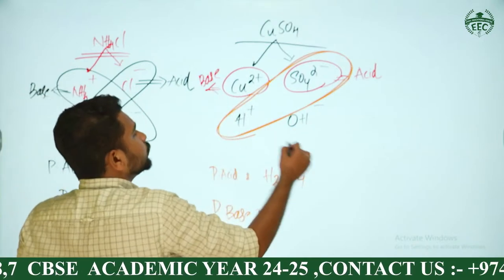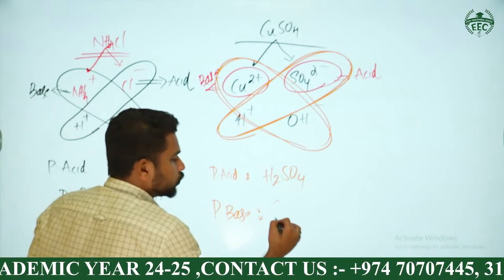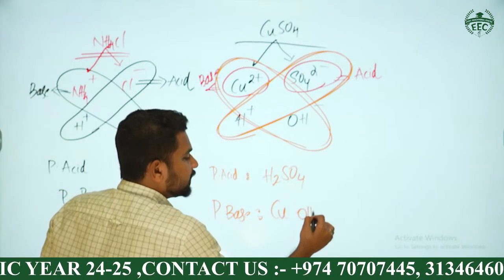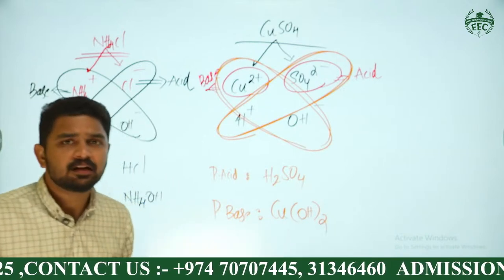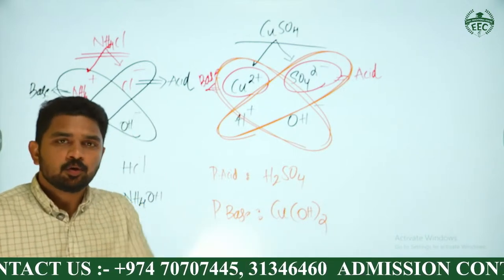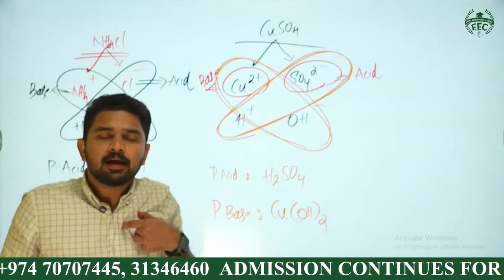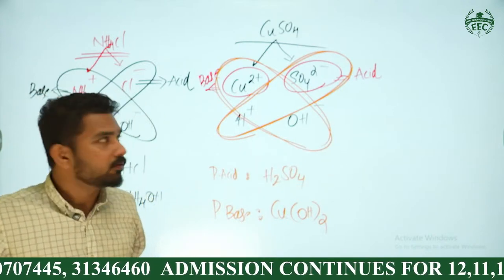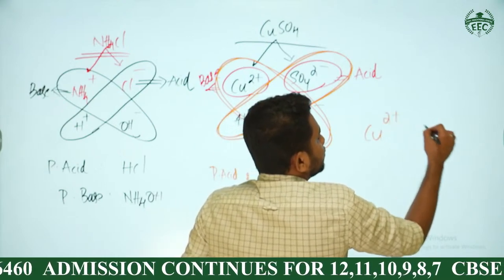It will be Cu2 plus and OH minus. They will combine, so they will form Cu(OH)2. There may be a doubt: sir, how is OH twice there? You have studied in your 9th standard, guys, how to write the chemical formula of a compound. If you have any doubts, listen here.